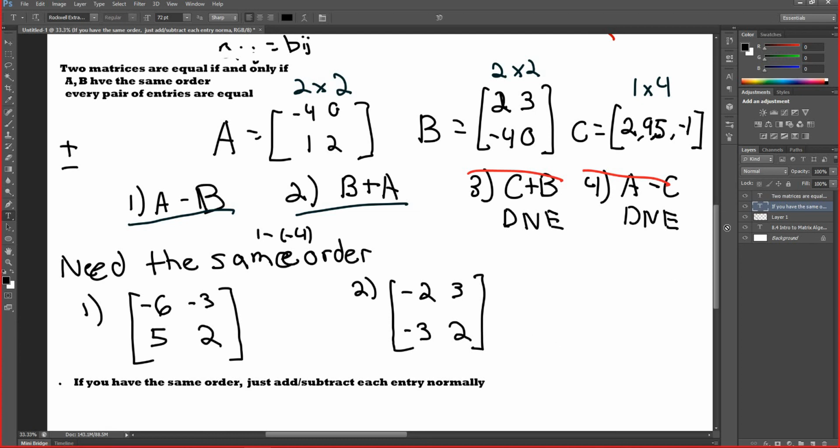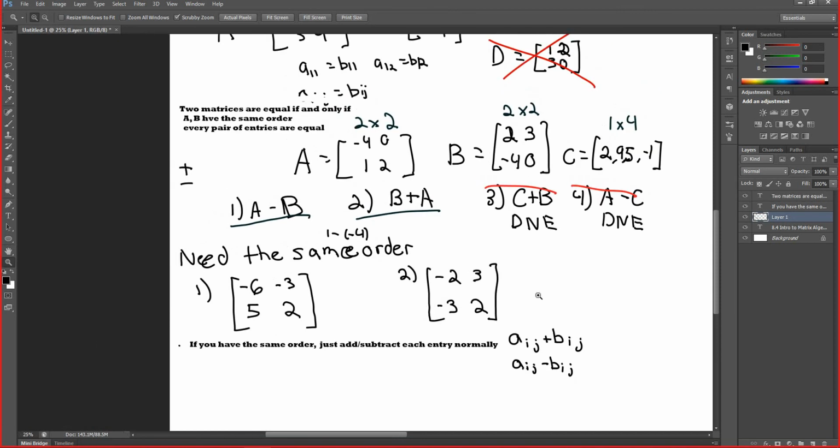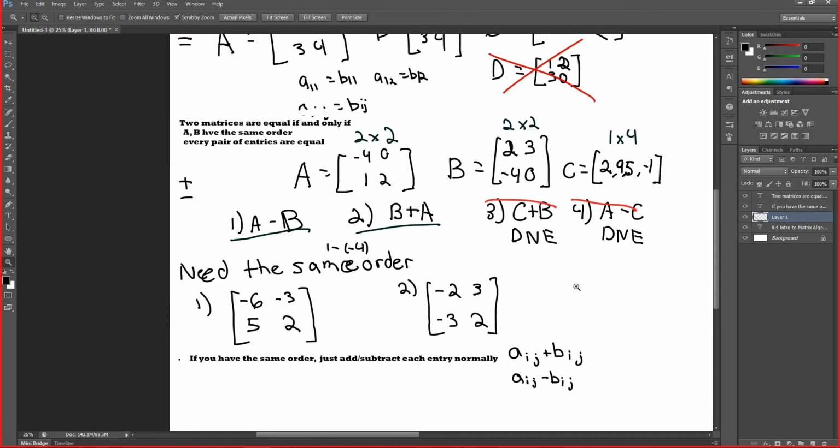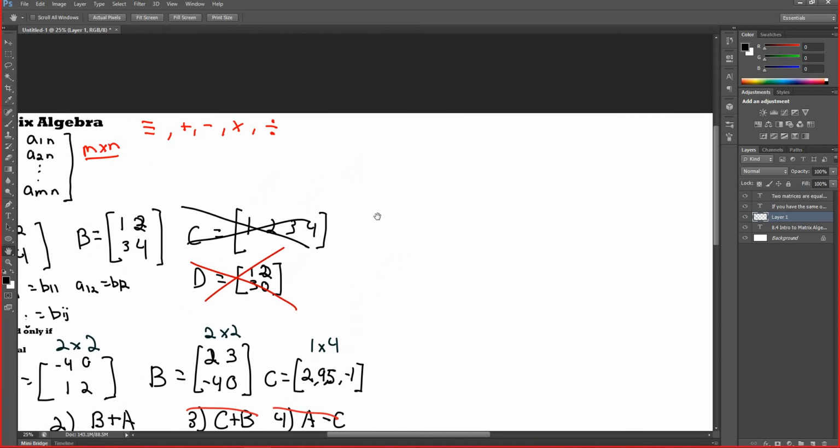So this would be a sub i sub j plus b sub i sub j for addition, and then for subtraction you just do a sub i sub j minus b sub i sub j. We also have one other nice operation that translates from regular algebra to matrix algebra, which is scalar multiplication.